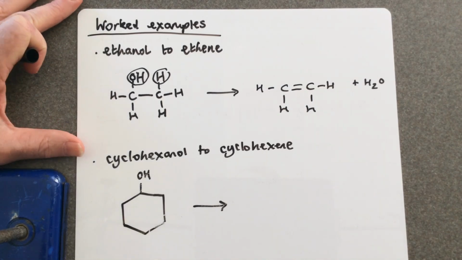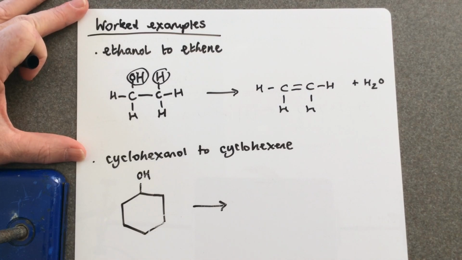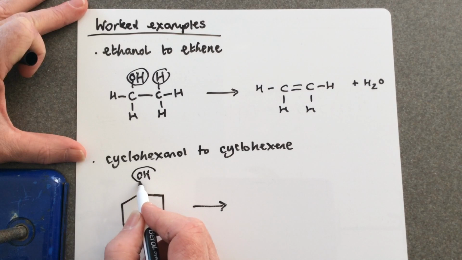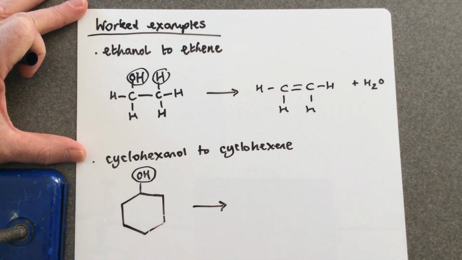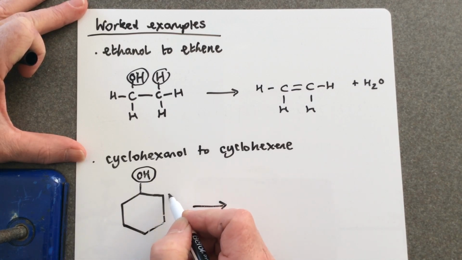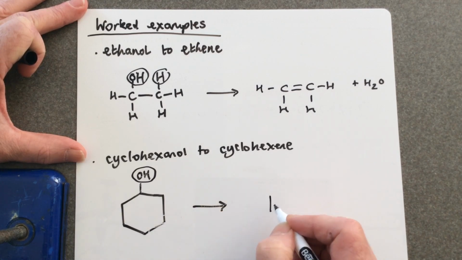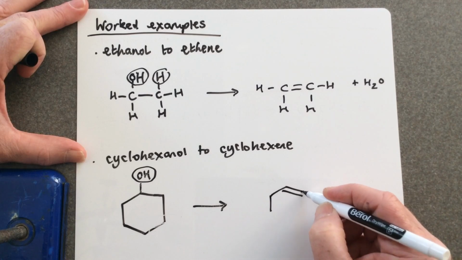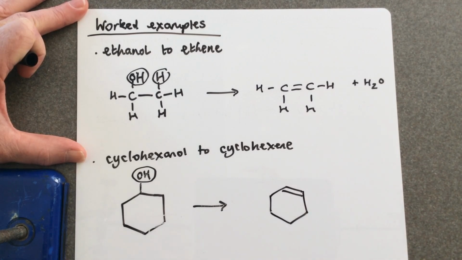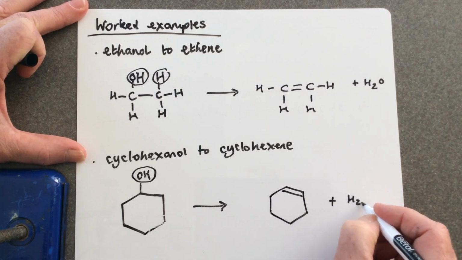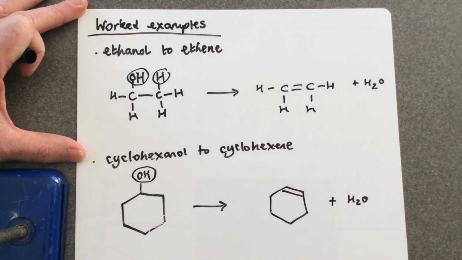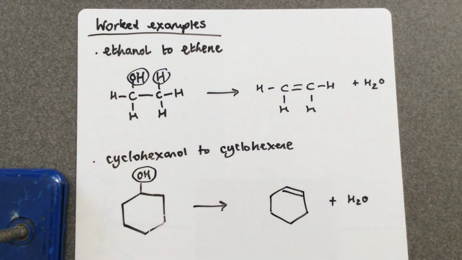Similarly, if we started with cyclohexanol, although it may look more complex, the reaction is the same. We're going to remove an OH group from one carbon atom, and then we're going to remove hydrogens from adjacent carbon atoms. So, in this case, we would form cyclohexene and water. It doesn't matter in this case whether I took hydrogens from this side or from this side. I'd still form cyclohexene.